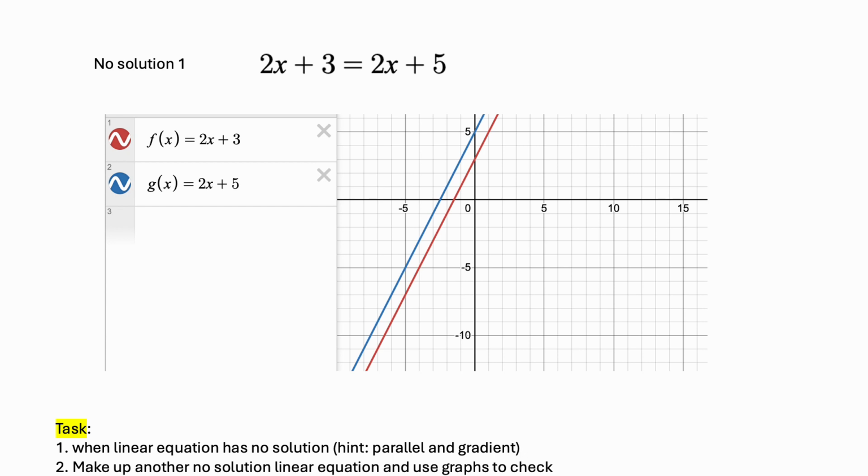Now, I would like you to pause this video and have a go at the task. First one, when does a linear equation have no solution? My hint is to think about parallel lines and gradient. The second, make up another no solution linear equation and use graphs to check.